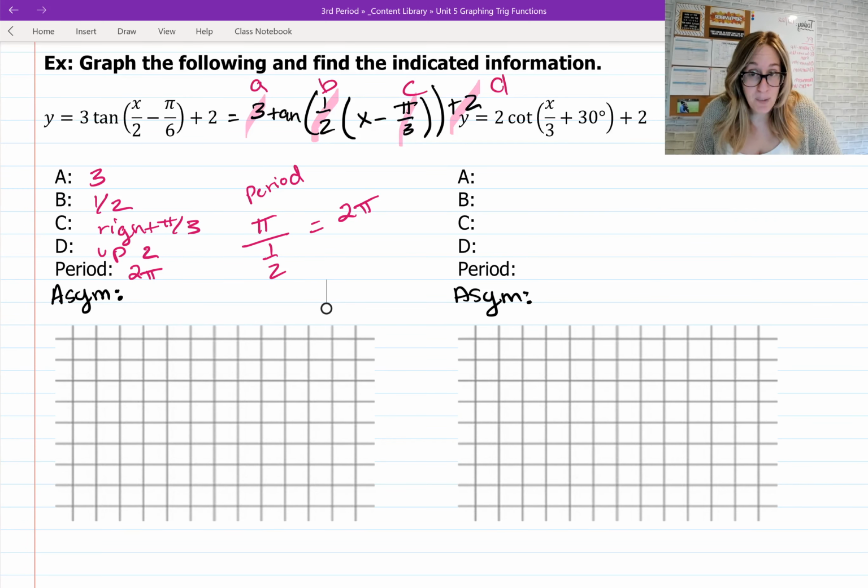Now, the next part people tend to get wrong with tangent. Remember, tangent does not start at 0. Tangent's first asymptote is generally at pi over 2 or 90 degrees. So to find the asymptote, you have to start with pi over 2 and then add your phase shift. So it usually is at pi over 2, but we're now shifting it to the right pi over 3. So I start at pi over 2 and then I add pi over 3. And that's where my first asymptote is going to be.